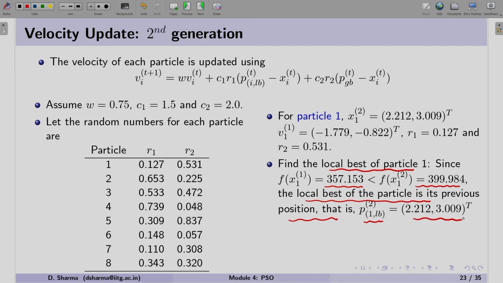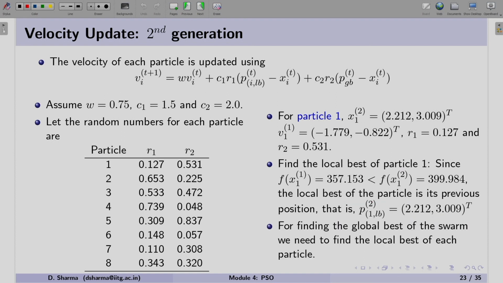Now, we have calculated the local best, but to calculate the social part, as you can see on the top, we have to find the global best of the swarm. So, in this case we first find the global best and then we can use the formula. This process goes like that: we find the local best of each particle first, then find the global best of the swarm, and then we can update the velocity.